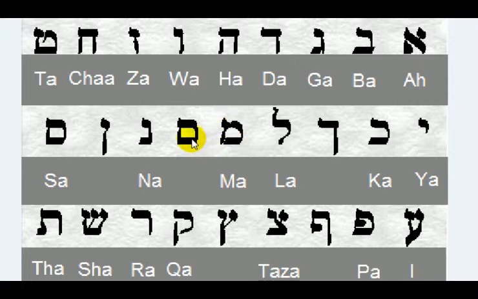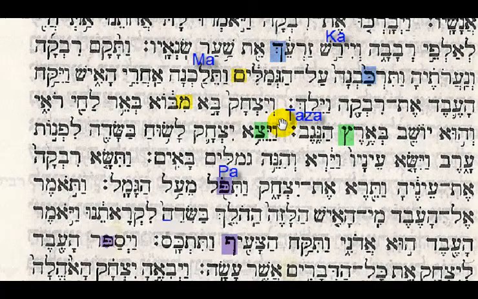This is the regular ma, the final ma, the regular na, the final na, the regular pa, the final pa, and the regular tsadi, and the final tsadi. So I'm going to show you here in the Torah. When you're reading through the Torah, I put the letter ka here, right? This is a regular ka. You would use this ka whenever a word begins with that letter, or when it's in the middle of the actual word. But when the word ends in a ka, this is the ka that you would use.